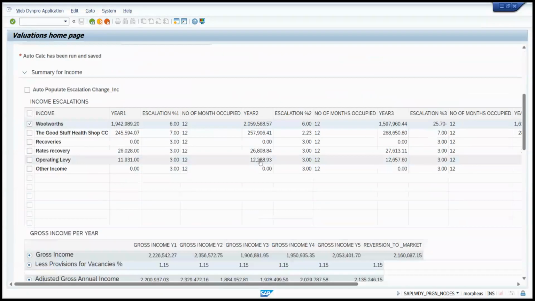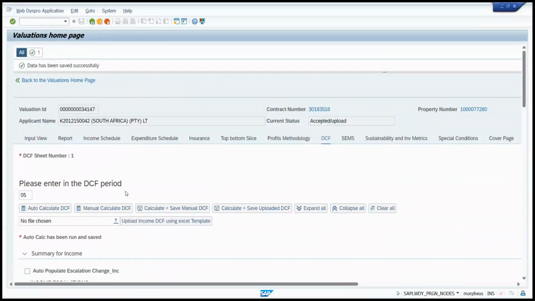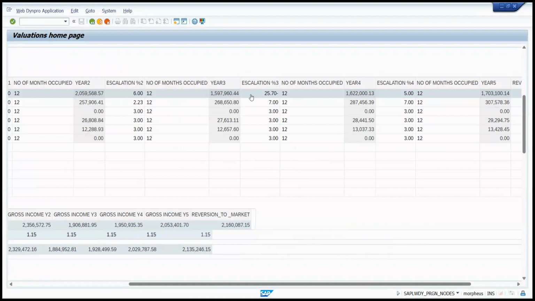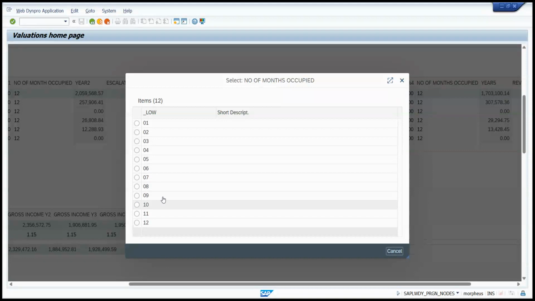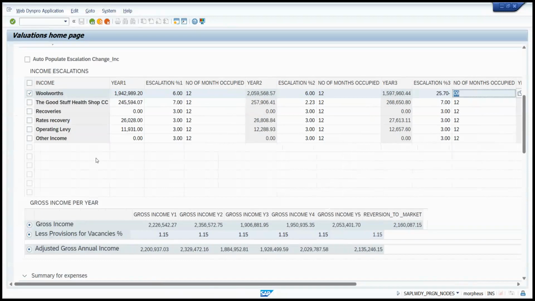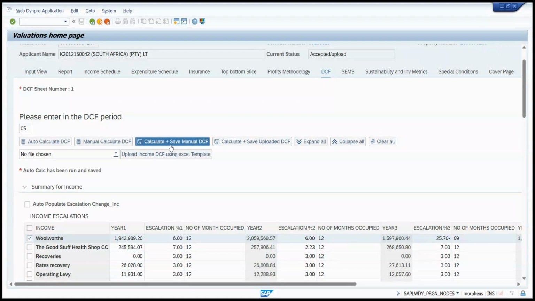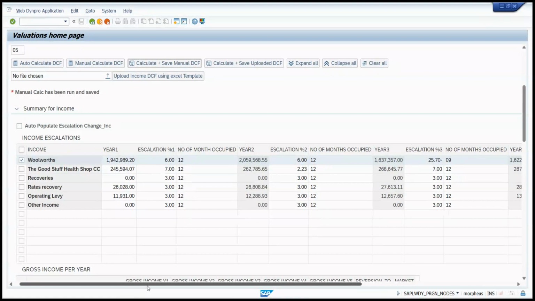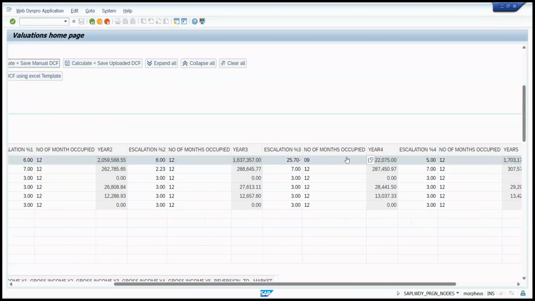This automated process then also allows us to make additional calculations. So we can say manual, and now we can manually alter some of these items. So we can even say that once the lease has completed, there might be a vacancy period. So we'll say the number of months occupied, let's say it's 9 months, so that we say that there's a 3 months vacancy period, and we can calculate and save. And we'll notice that that has now been taken into account as well.